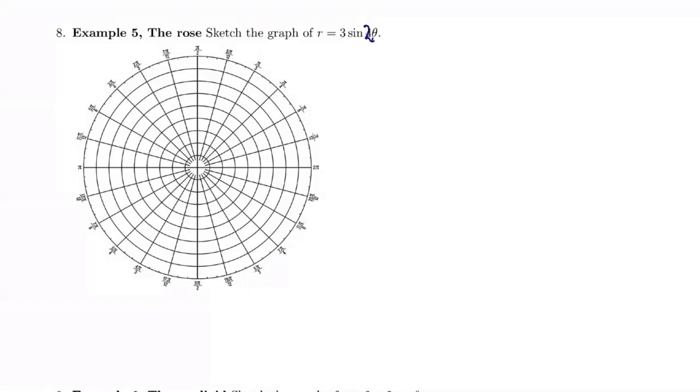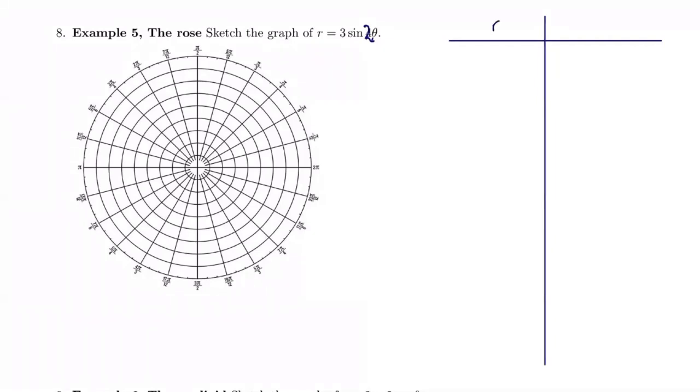Let's sketch another rose so that we can get some practice doing this. We're going to look at the sketch of the graph of r is equal to 3 sine of 2 theta. Now that we know how this works, we're just going to focus on finding the tips of the petals and where it goes back to the pole. This one is a different rose because it's of the sine function and not the cosine function.